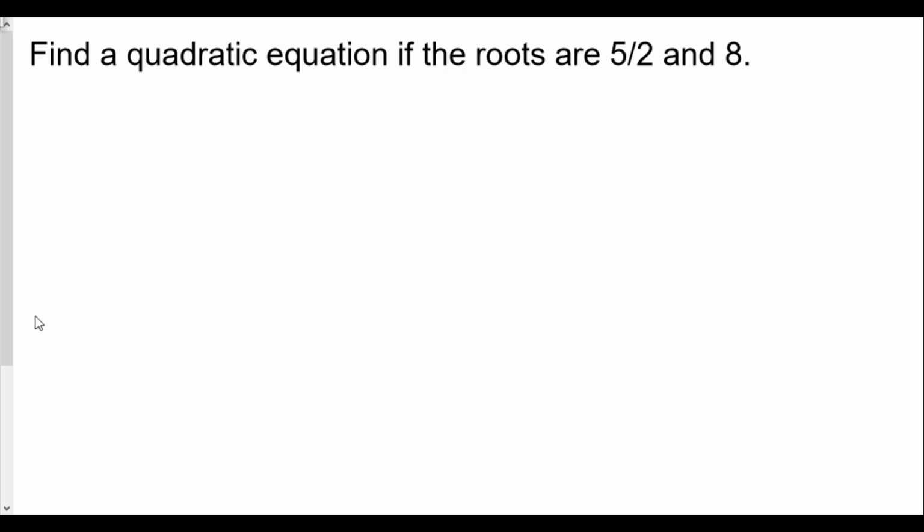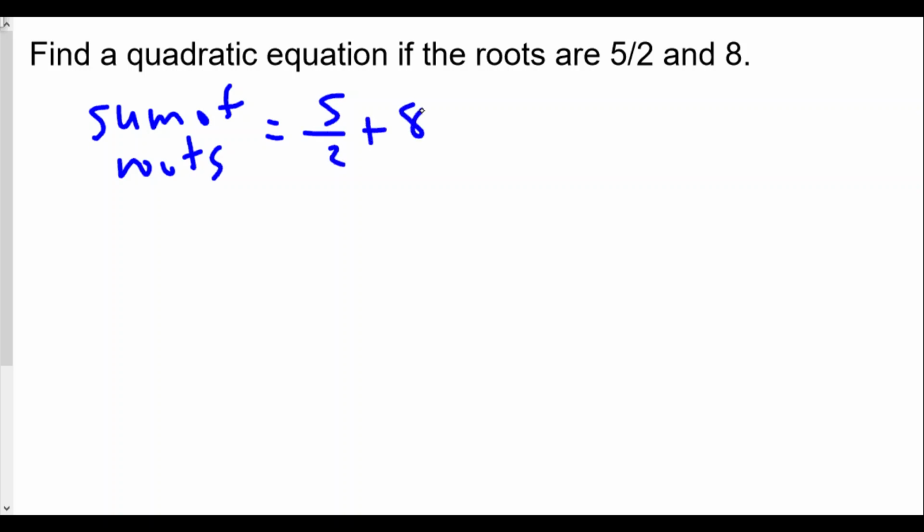Here we have the roots to be 5 over 2 and 8. And we'll see in this case, sometimes we have fractions for the roots. So the sum of the roots in this case will be 5 over 2 plus 8. When we add this together, 5 over 2 is like 2.5, plus 8 is 10.5. Now, 10.5 we need to write as a fraction. 10.5 is really going to be, in this case, 21 over 2. Okay, use your calculator for this.